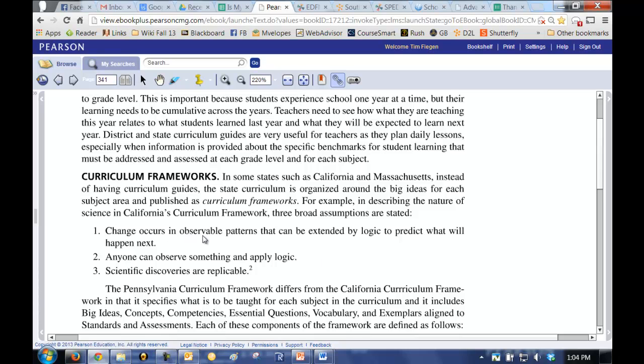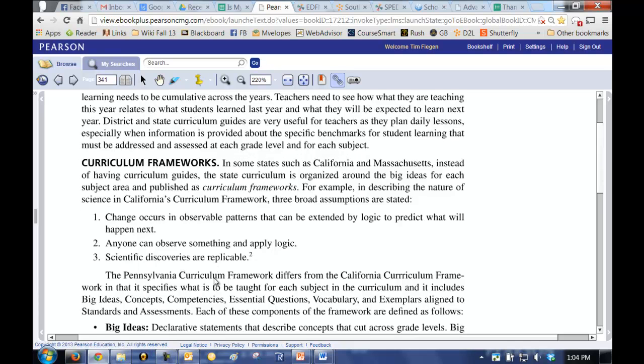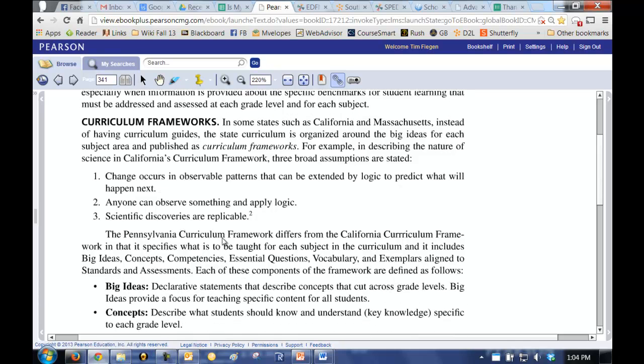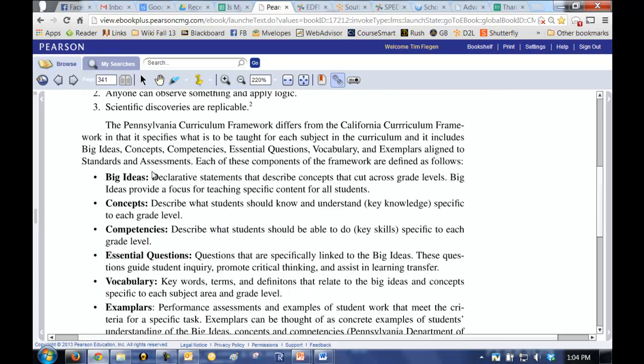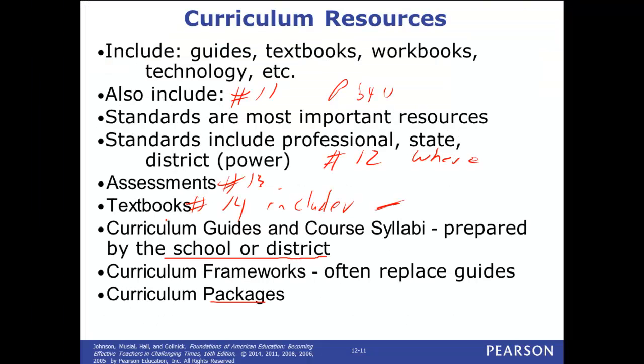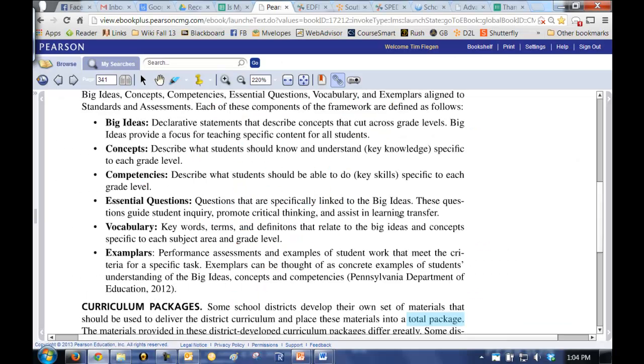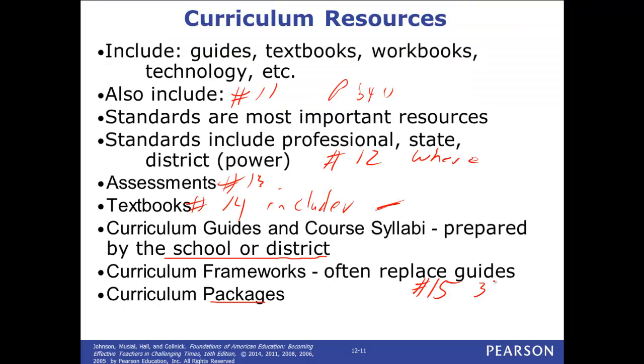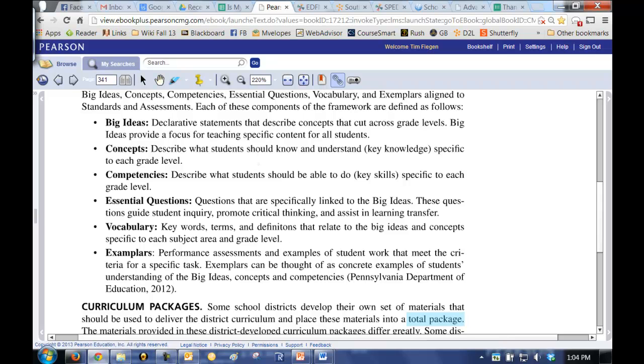Change occurs in observable patterns. Anyone can observe something when you apply logic, discoveries, things. So here's what I want you to do with framework: I want you to tell about these concepts here. This will be number 15 here, and this is from page 341. Curriculum frameworks, and there it's got 1, 2, 3, 4, 5, 6 of them here that go with that.